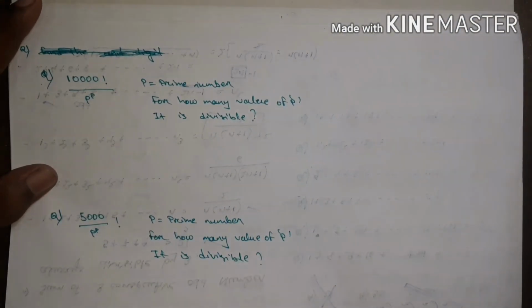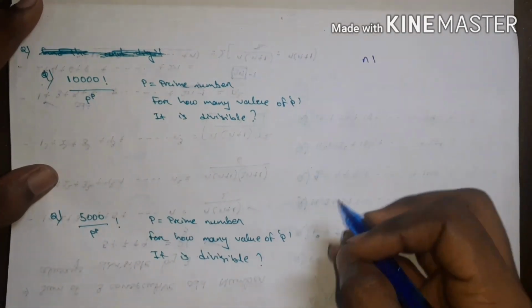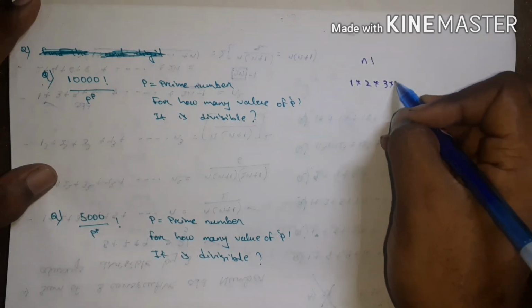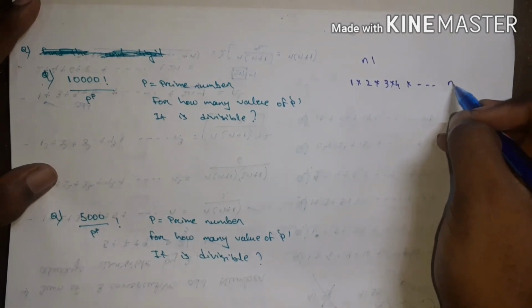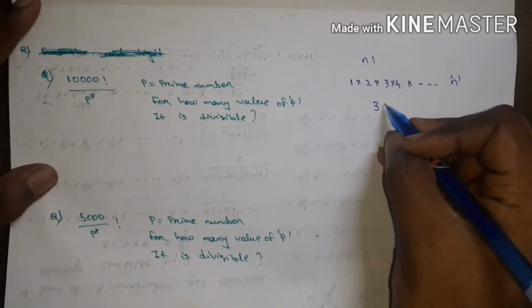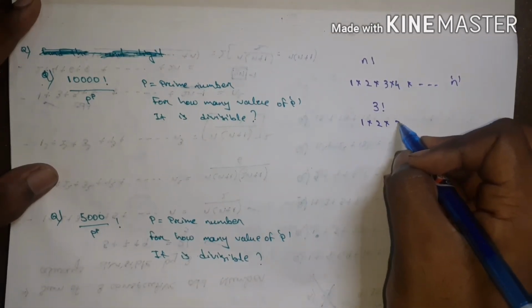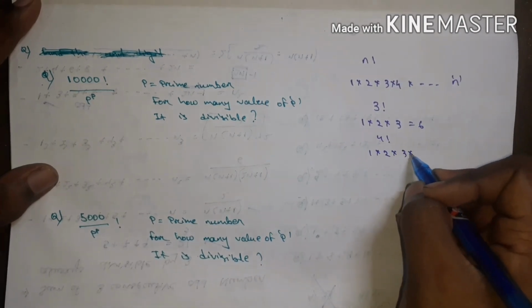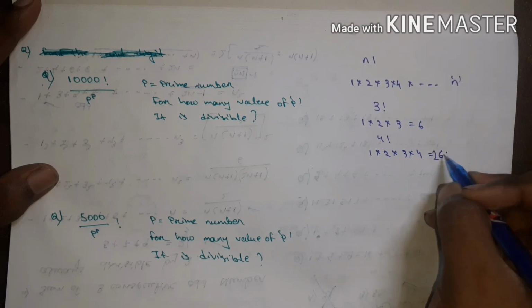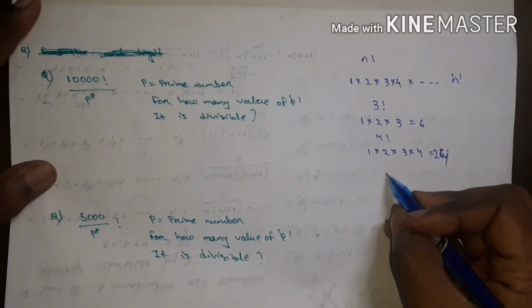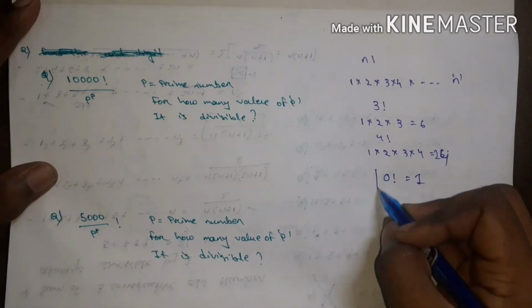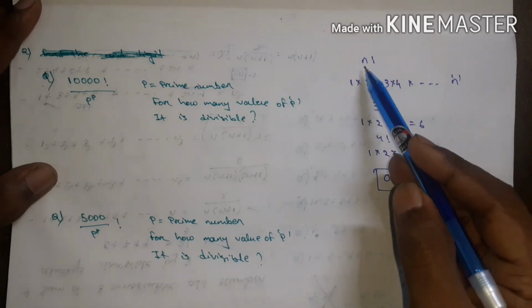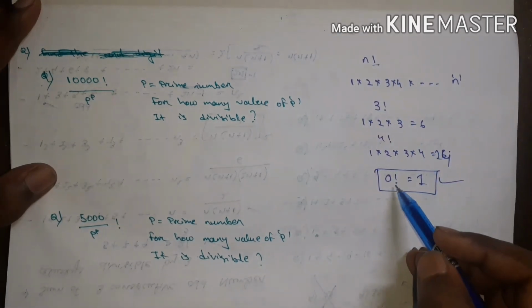Then go for factorial. You have to know what is the meaning of factorial. n factorial means 1 into 2 into 3 into 4 up to n. 3 factorial means 1 into 2 into 3, that is 6. 4 factorial means 1 into 2 into 3 into 4, that is 24. Okay. Remember, 0 factorial is always 1. You have to remember this. You know what the factorial is and the value of 0 factorial.